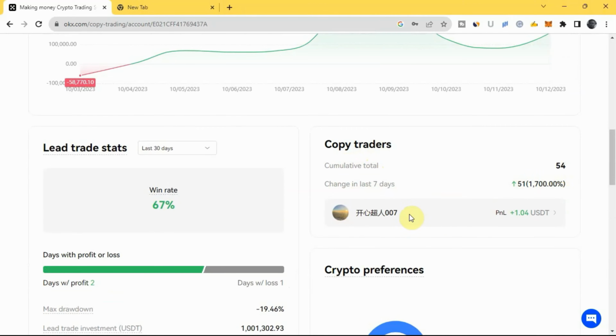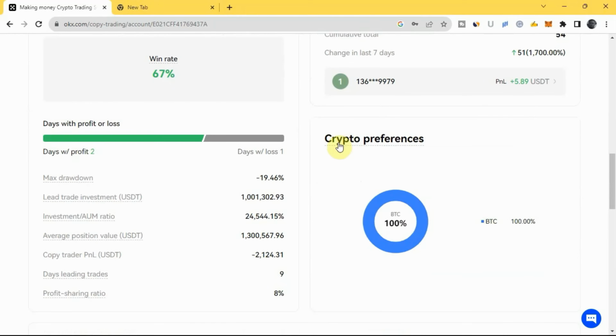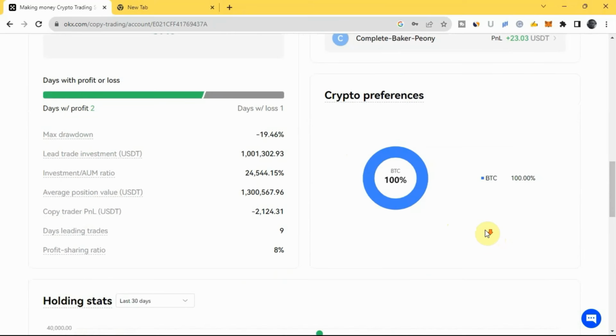And we'll also be seeing the profit each trader is making. So you can see it's going up. You can see the traders that are copying this trader are making profit. And come right here, you see the crypto preferences. That is the crypto this person loves to trade a lot. You can see right here it's just only BTC. So that means this person is only trading BTC right here.